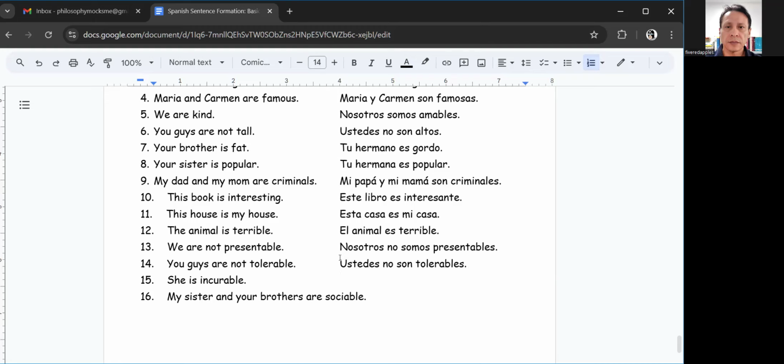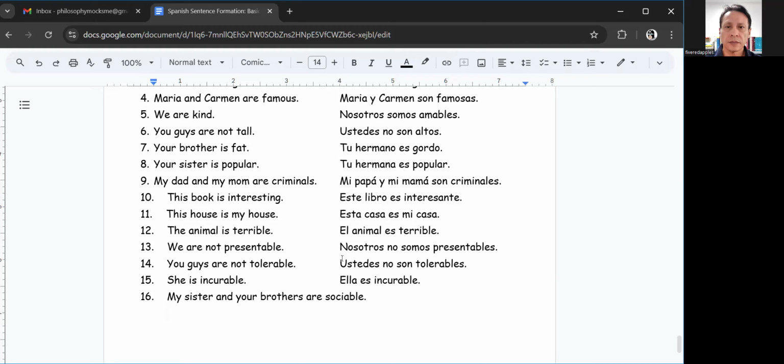Okay. She is incurable. Again, it's the same word. We just have to read it with a Spanish reading. Ella es incurable. She's going to die. My sister and your brothers. I'll put this one below because it's going to wrap around anyway. My sister, singular, and your brothers, plural, are sociable.